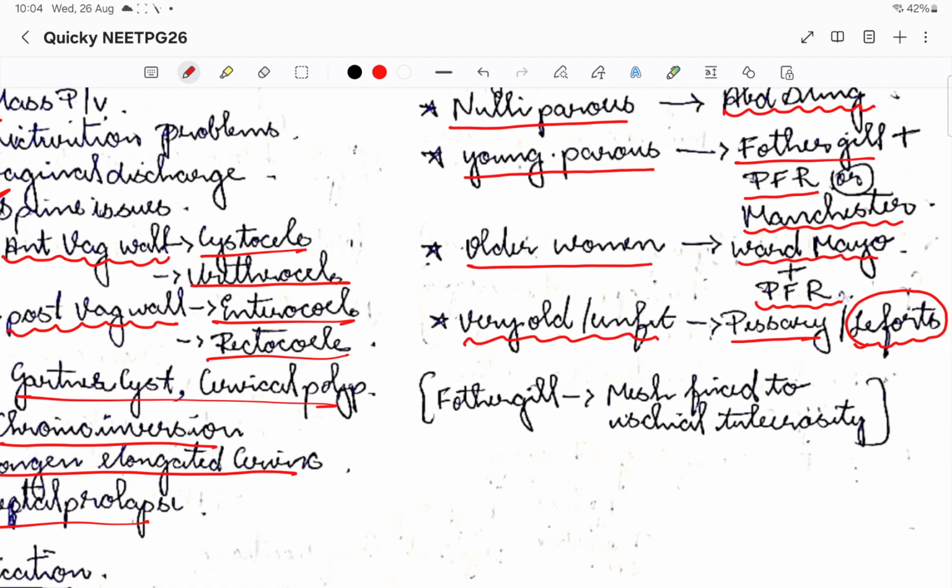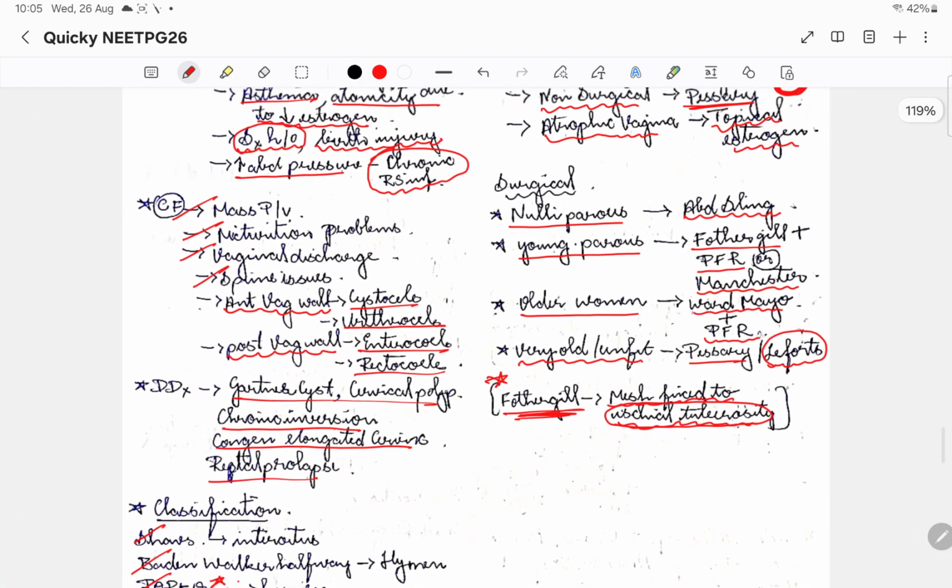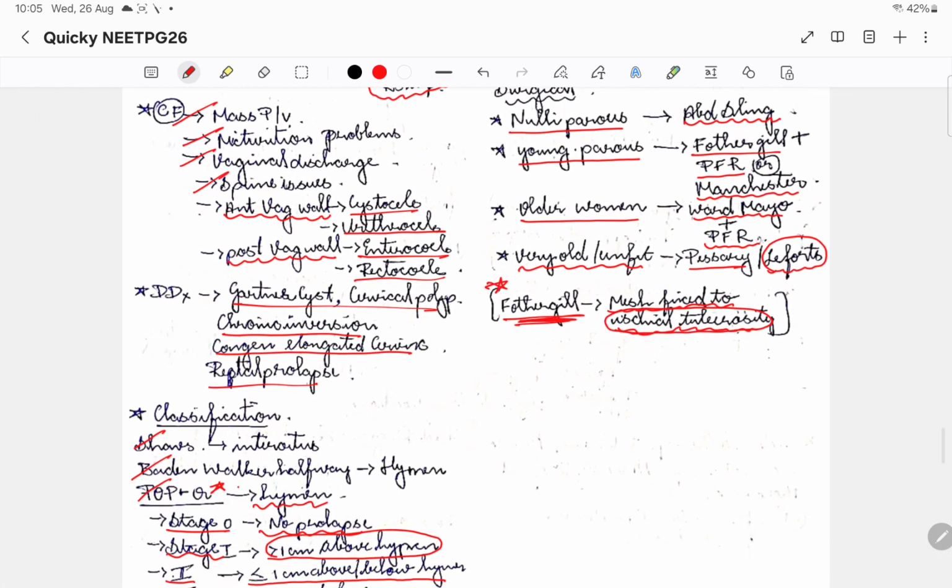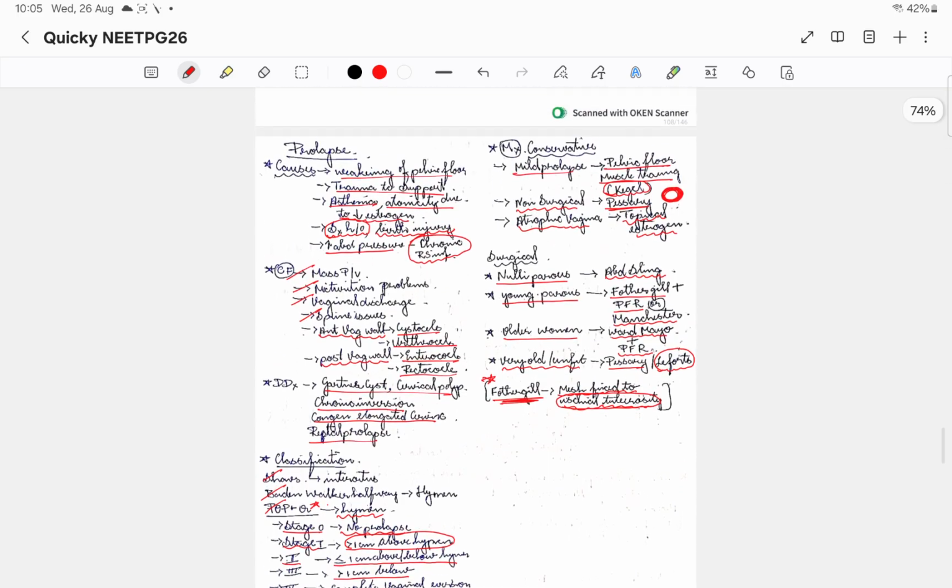Okay, so Fothergill, they have asked in the previous year. Fothergill surgery is nothing but what we'll do is we'll place a mesh, and this mesh is fixed to the ischial tuberosity. Okay, ilium, ischium, and pubis, you know, right, in the pelvic bone. So we will fix the mesh to the ischial tuberosity. So this will support the pelvic organ. So this is all with respect to prolapse.